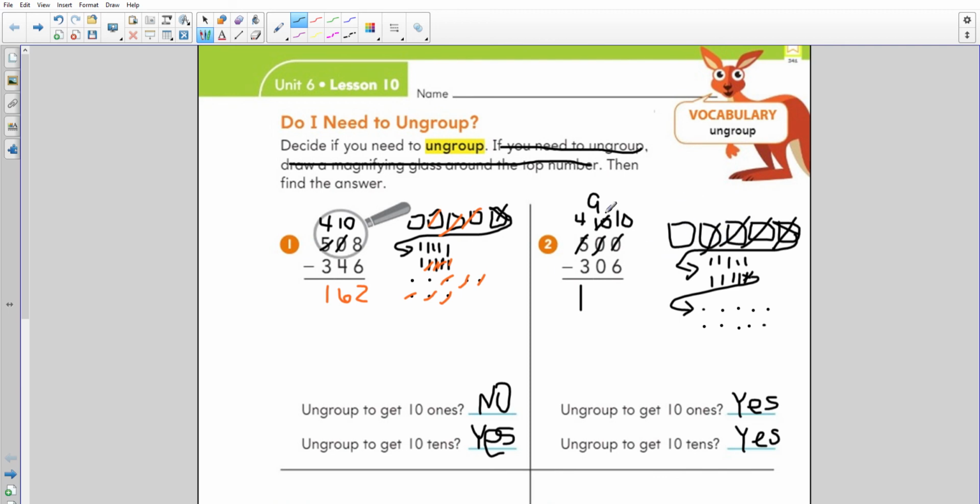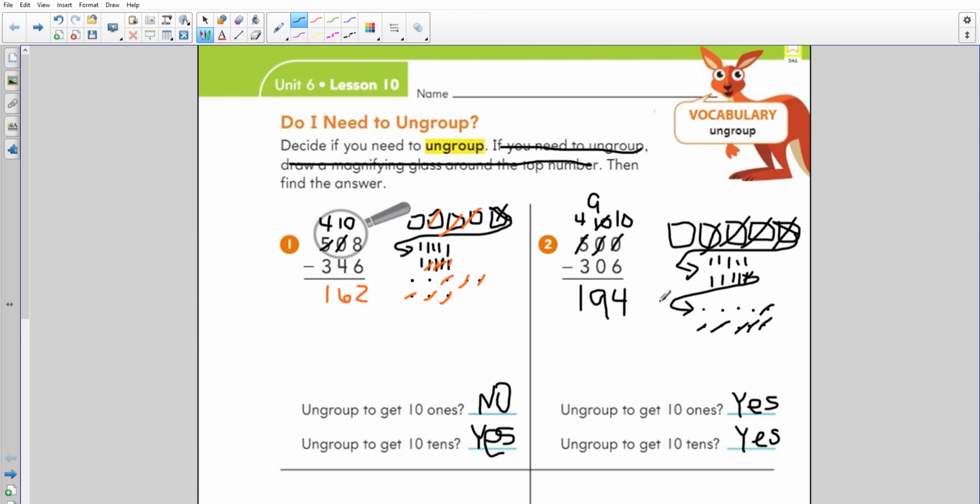I'm going to go here to the tens. 9 minus 0, no change. No change there. Still have 9 tens. 10 minus 6 is 4. Here's my proof. 1, 2, 3, 4, 5, 6. I'm left with 4. I say the answer is 194. Let me check it. 100, 150, 160, 170, 180, 190, 191, 192, 193, 194.